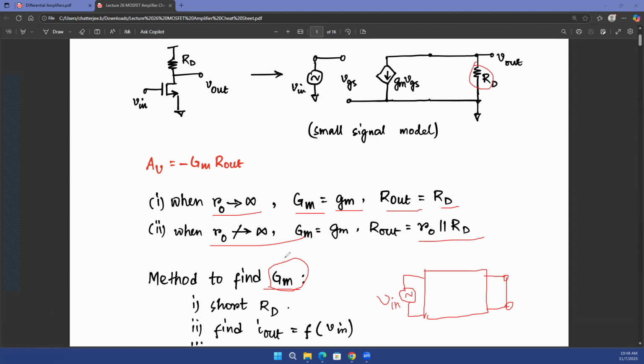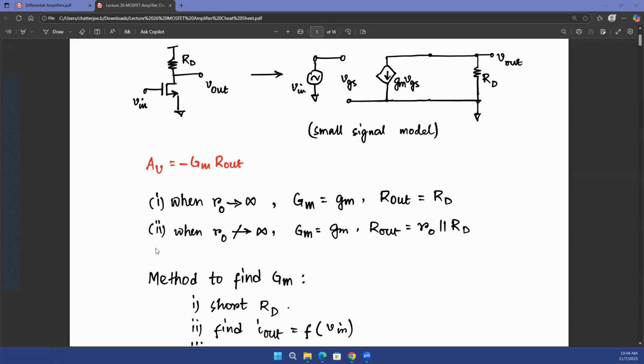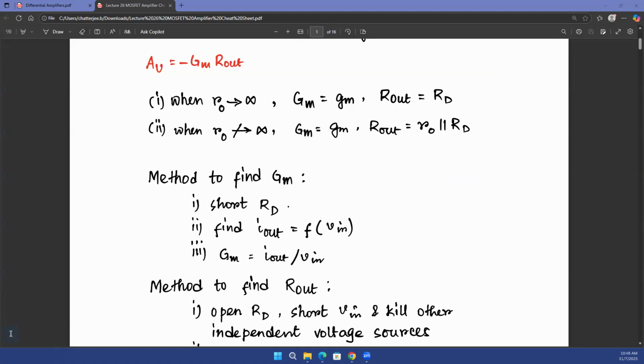So this is the generic method to find out the GM of the overall system, not just the MOSFET. You short your RD, and RD in this case is basically your output load resistance. So you short it and then find out I out as a function of the input voltage V in. The ratio of I out over V in is basically your GM, or the overall transconductance of the system.